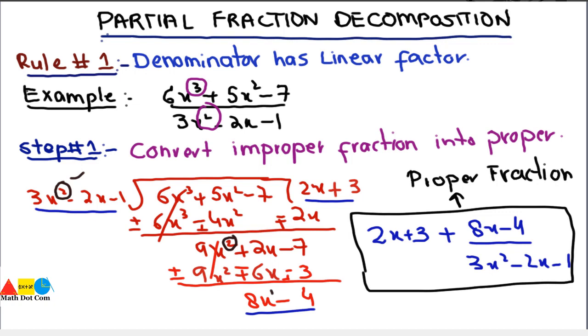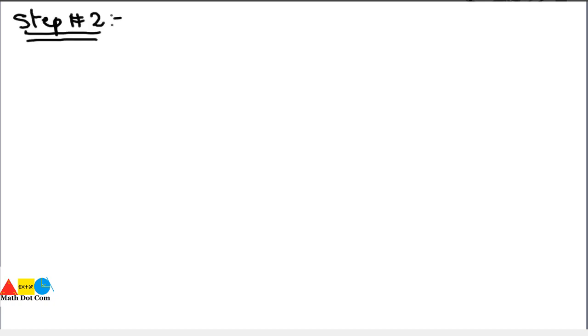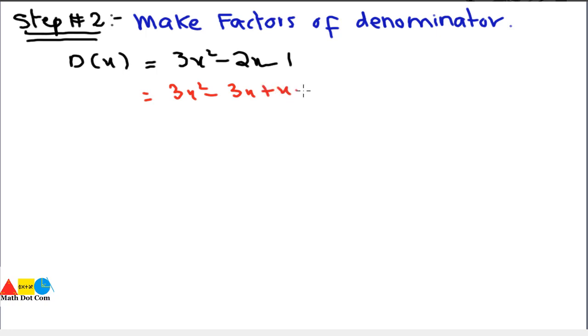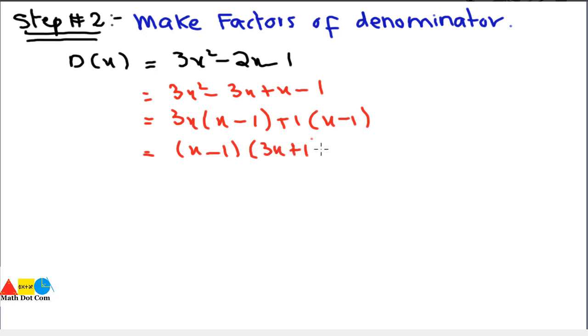Now let's move towards step number 2. Step number 2 is make factors of the denominator. So what was the denominator we have? Let's write it down. The denominator is t of x equals 3x square minus 2x minus 1. So we have to factorize it in order to find its factors. We will factorize it as 3x square minus 3x plus x minus 1. That will be equal to, taking 3x common, 3x into x minus 1 plus 1 into x minus 1. So we have two factors, that is x minus 1 and 3x plus 1. These are the two factors that we have got after factorizing the denominator.